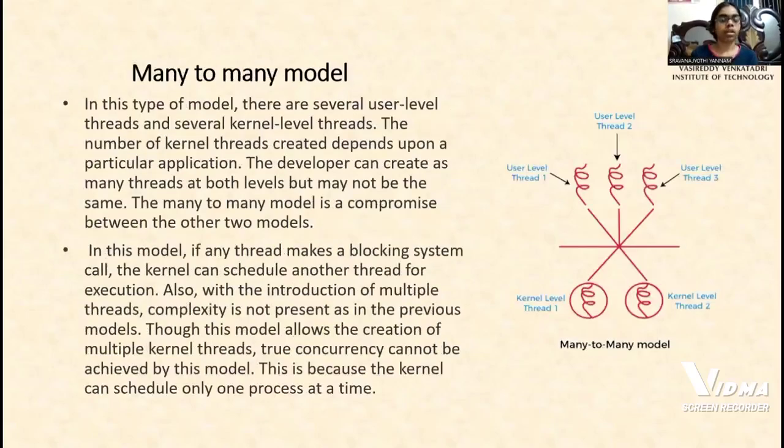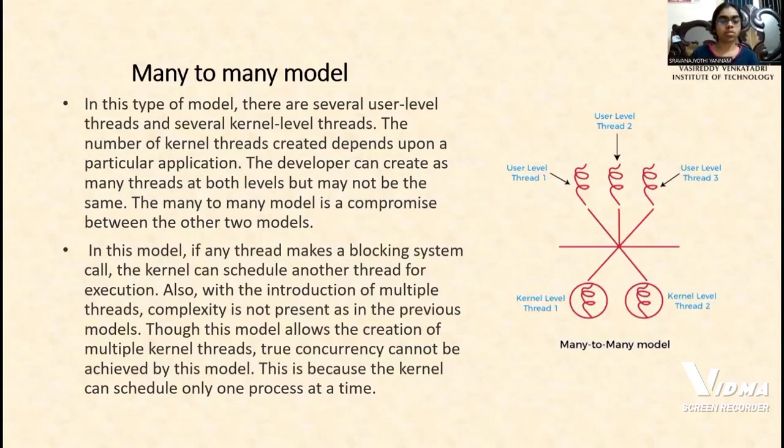Many-to-many model. In this type of model, there are several user-level threads and several kernel-level threads. The number of kernel threads created depends upon a particular application. The developer can create as many threads at both levels, but they may not be the same. The many-to-many model is a compromise between the other two models. In this model, if any thread makes a blocking system call, the kernel can schedule another thread for execution.